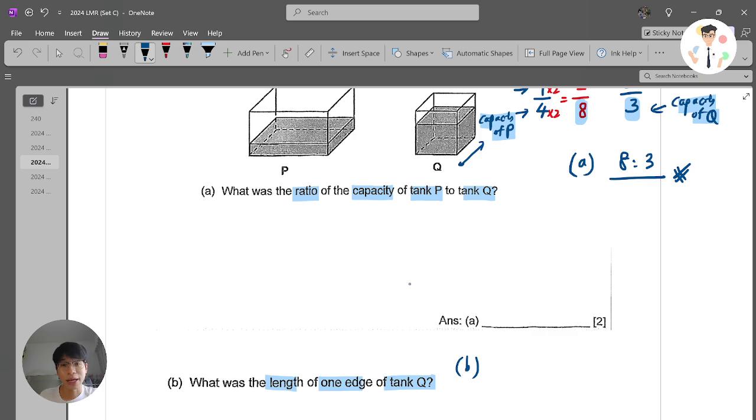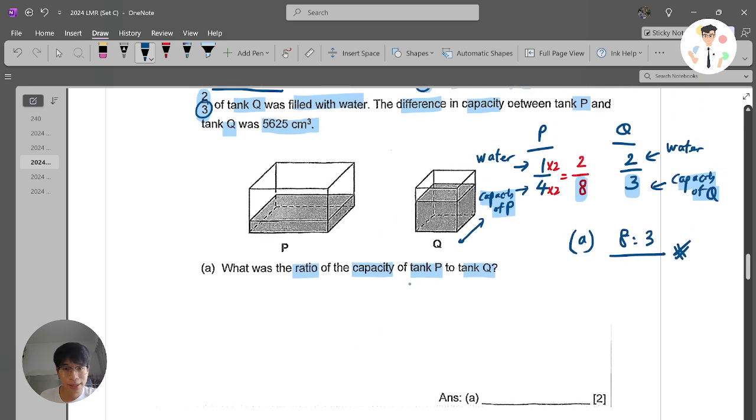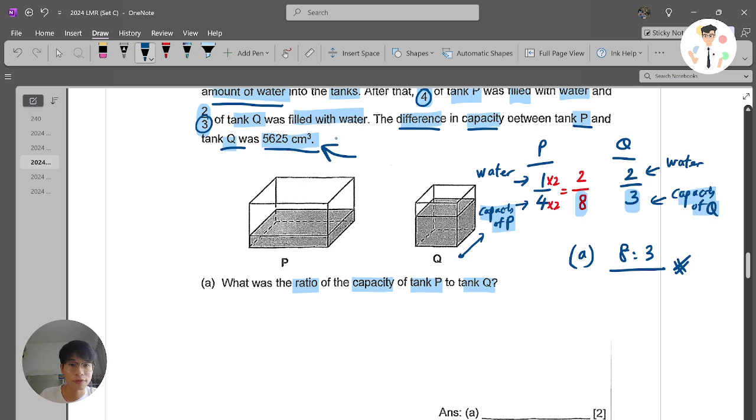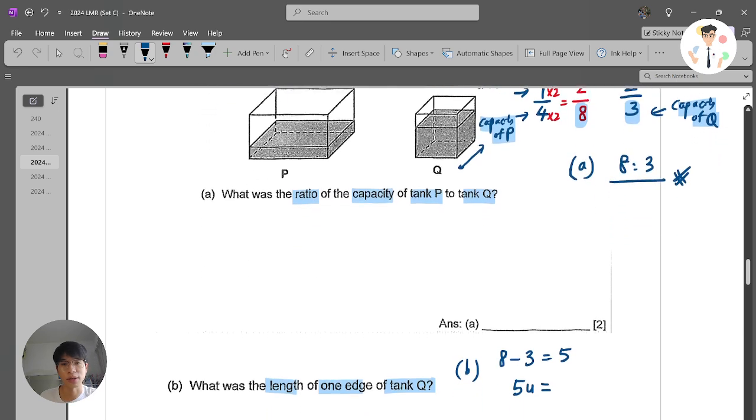So, the first thing I know is what? The difference in capacity of tanks P and Q is actually 5625. So now, P I know is 8, Q I know is 3. So the difference is what? 8 minus 3 is 5 units. And that 5 units is equivalent to 5625. So let me just write it here.